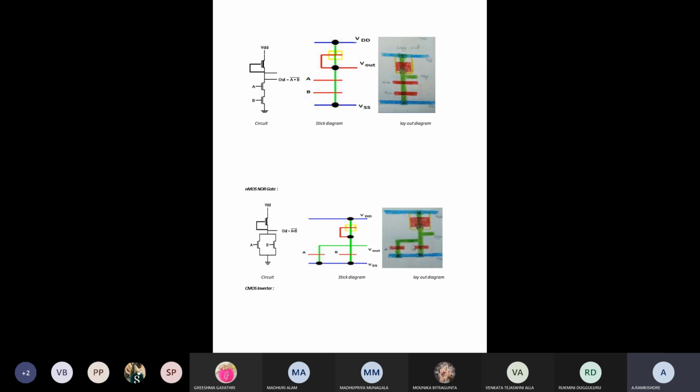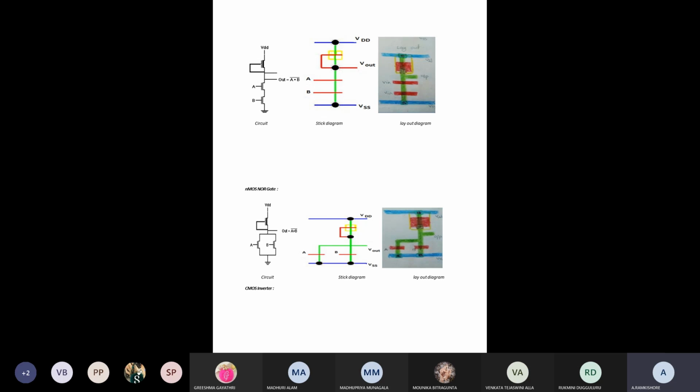Sorry, this is not a two input NOR gate, it is a two input NAND. Here the operation is A.B whole bar. So it is a two input NAND gate. In the case of a two input NAND gate, if you are connecting P-type transistors, which are in OR functionality, we should connect them in series.